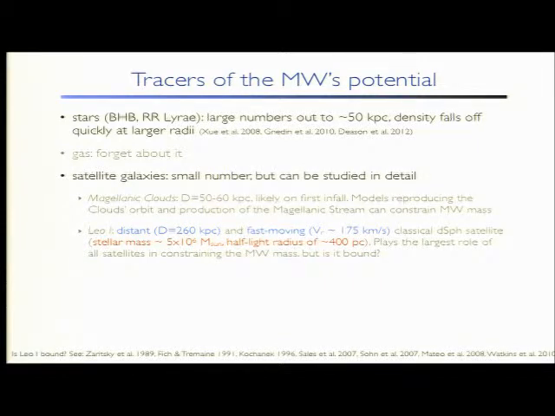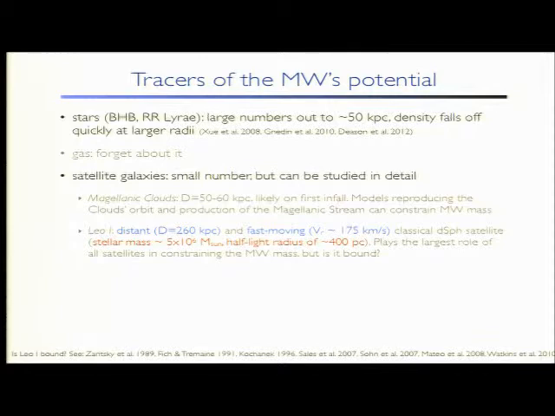Another example of a satellite that could be helpful is Leo I, which is the most distant classical dwarf spheroidal satellite. It's at a galactocentric distance of 260 kiloparsecs. And it's also basically the fastest moving galactic satellite in terms of radial velocity. So it has a galactocentric radial velocity of 175 kilometers a second.